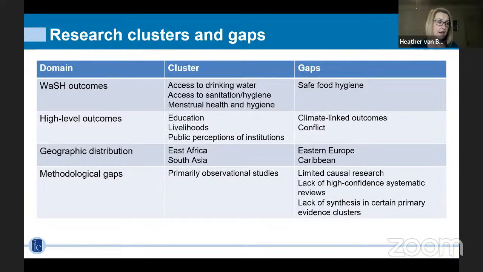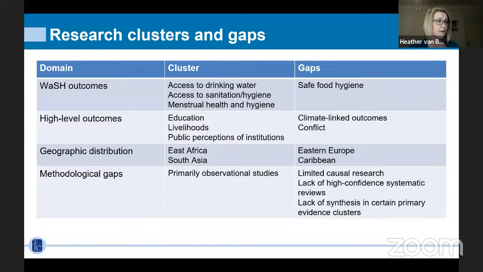We also find a lack of high confidence systematic reviews. Of the 11 systematic reviews in the paper, only one is high confidence, one medium confidence, the rest are low confidence. So you need to be careful in interpreting the results of those studies.